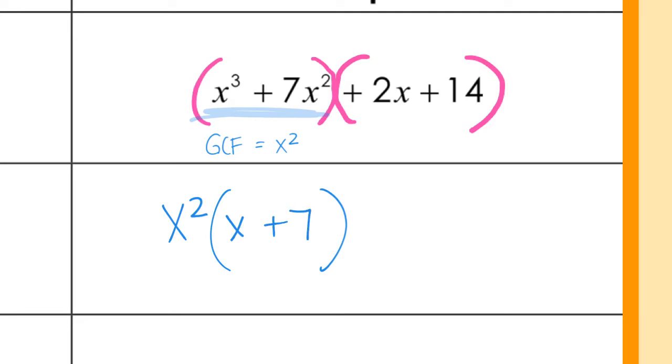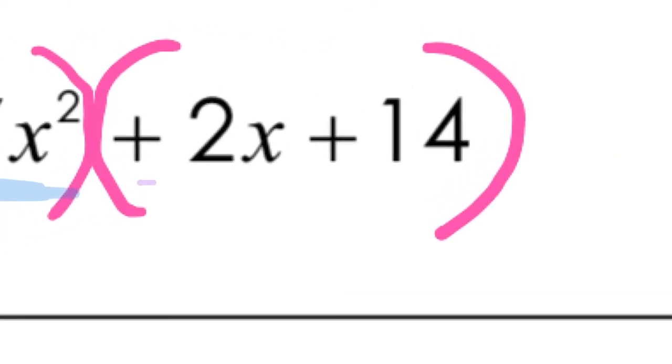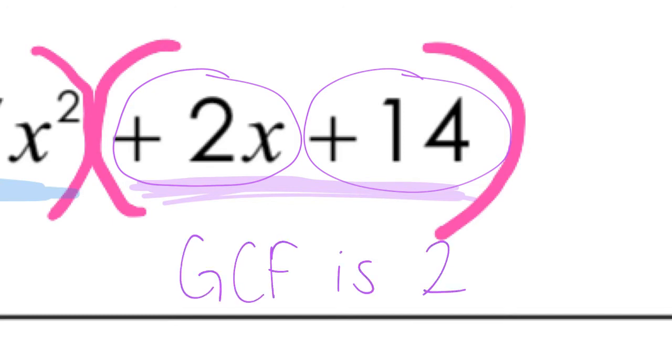Now I'm going to zoom into the other group. So let's take a look at this other group over here. Again, we're only looking at this part. What's the greatest common factor of those two terms? Well, let's see, 2x and 14. The 14 does not have an x, so I can't take an x, but 2 goes into both of these numbers, right? So I can definitely take the 2. So the GCF of this one would be positive 2.